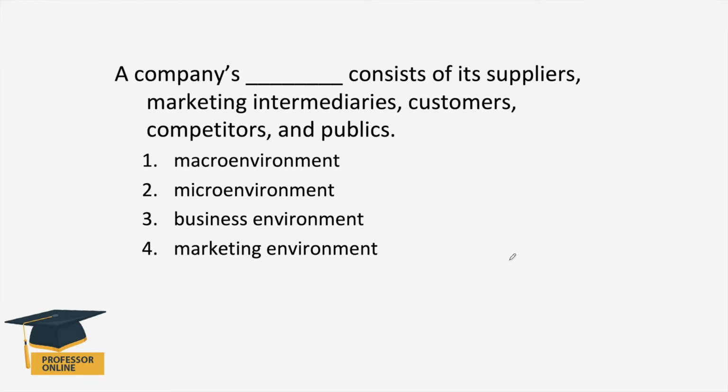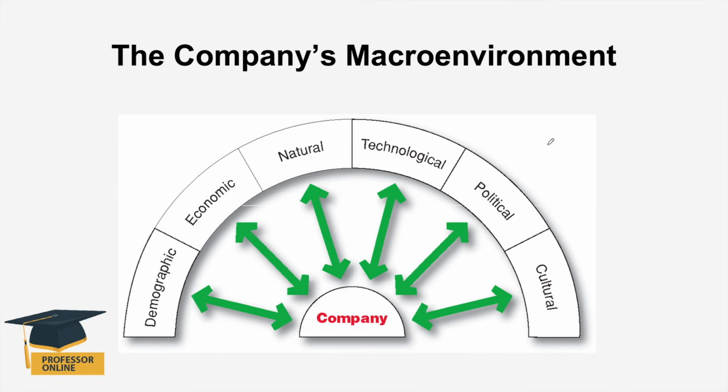So I have a question for you based on this topic. A company consists of its suppliers, marketing intermediaries, customers, competitors, and publics. So this particular thing is a macro environment. Is it a microenvironment? Is it a business environment? Or is it a marketing environment? What do you think is the right answer? In my view, it is a company's microenvironment that is made up of all these things which have been mentioned here. Now, moving forward to the macro environment, this is again an important topic.